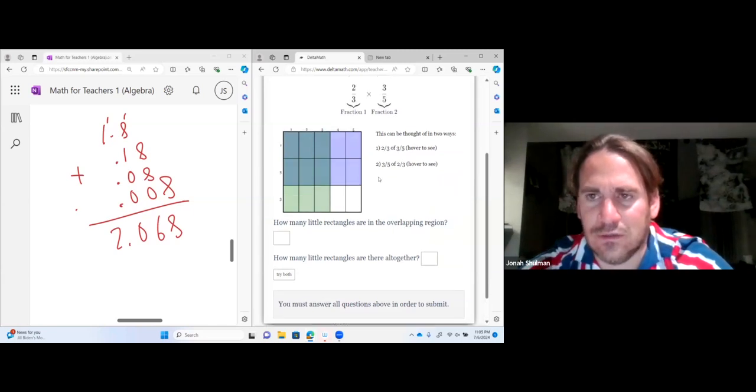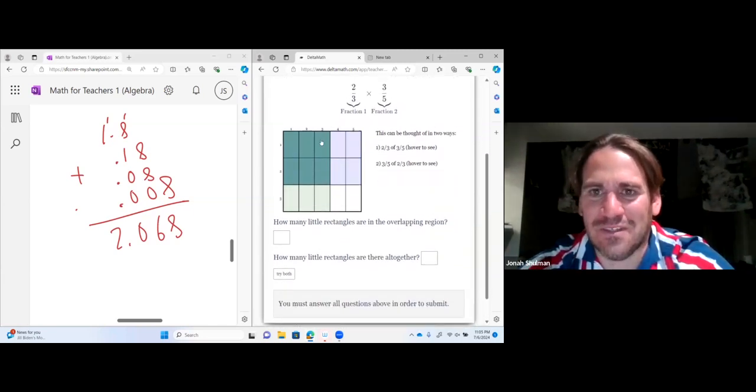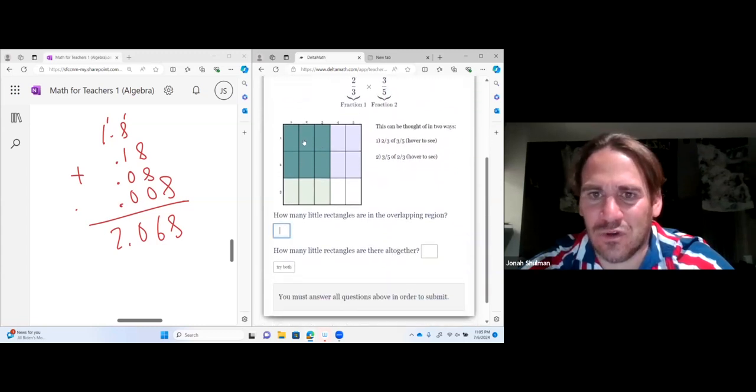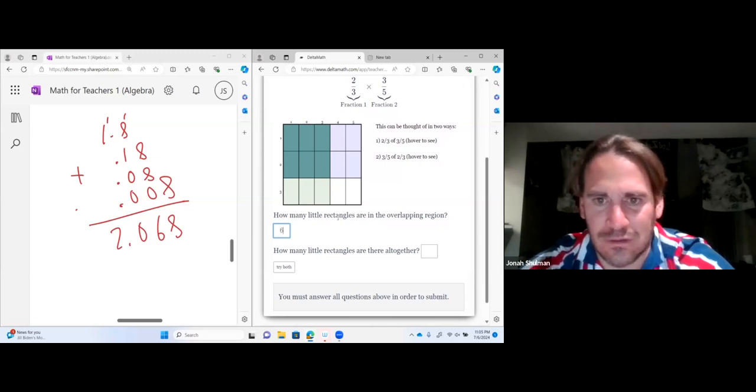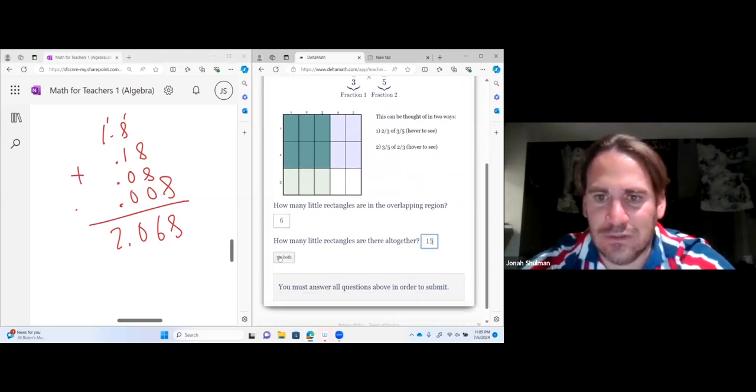Oh, fancy. Okay. So basically I cut it and then I put it on the top. So how many rectangles are overlapping? 1, 2, 3, 4, 5, 6. How many rectangles are there altogether? Well, 3 times 5 is 15. Oh my God, it is 6.